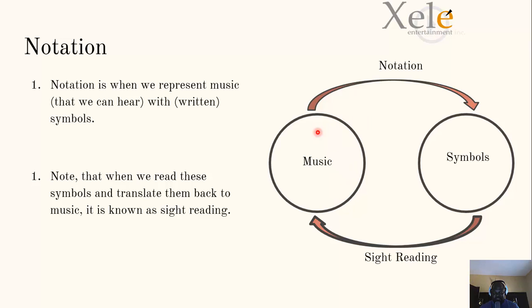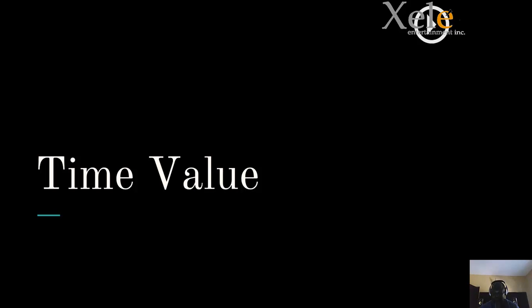If you take a quick look at this image here, you see when we take music and we begin to represent that with symbols, that process is notation. When we take those symbols and we begin to read them and interpret them so that we can perform them back as music, that process is known as sight reading. Again, quick recap. Notation is when we represent music with written symbols. Sight reading is the process of reading notation so that we can perform it as music.